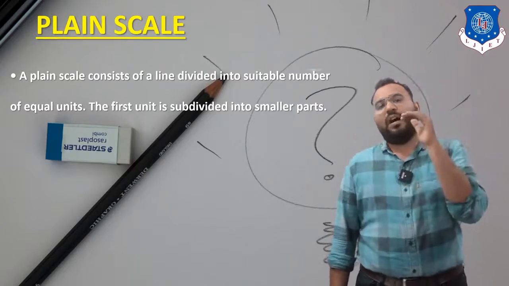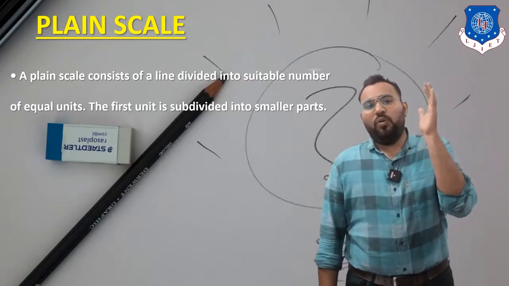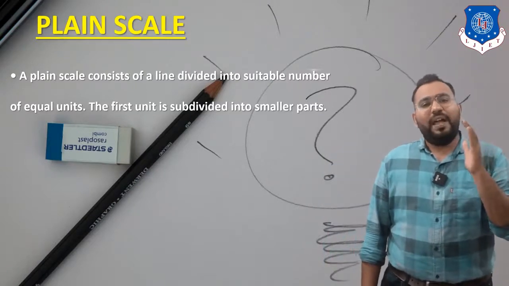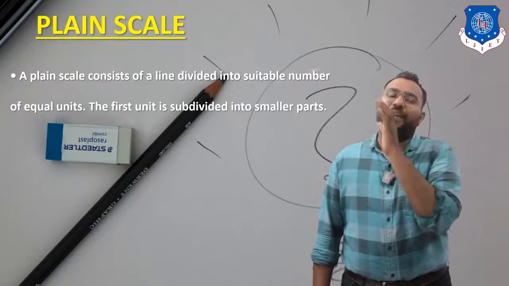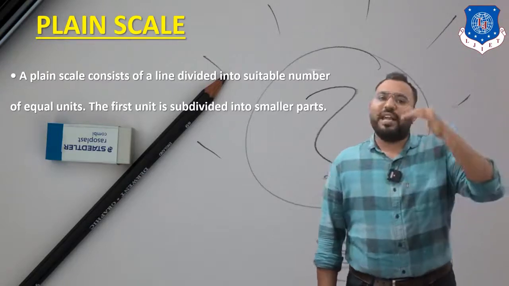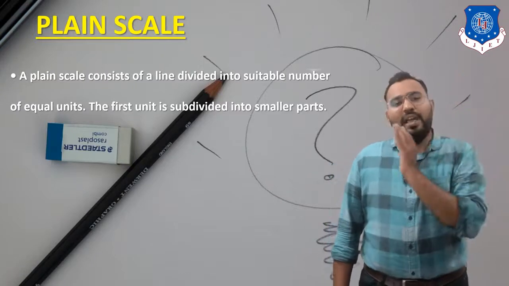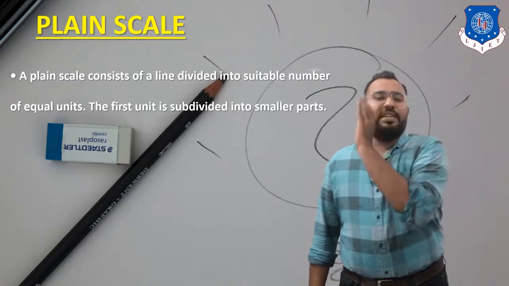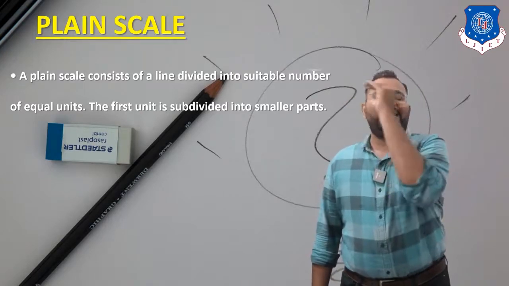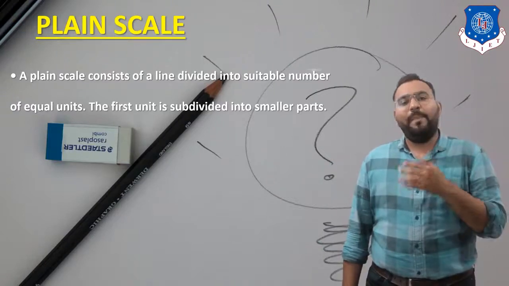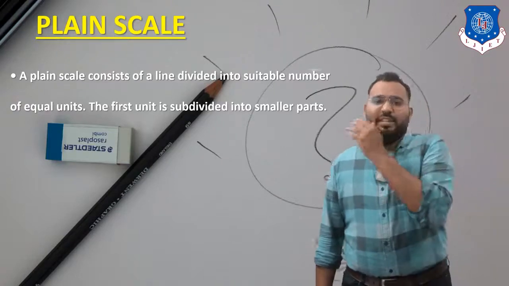Say in an example, they ask you to construct a plane scale to show 4 centimeter and 3 mm, or you can say 4.3 centimeter. It is nothing but 4 centimeter and 3 mm. So here centimeter is the main unit and mm is the subunit. Why? Because we know that 1 centimeter is equal to 10 mm, whereas mm is the 10th part of a centimeter.